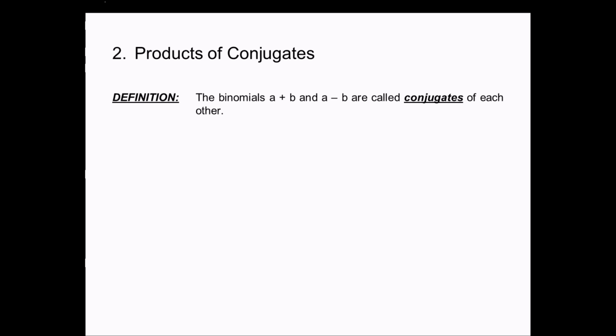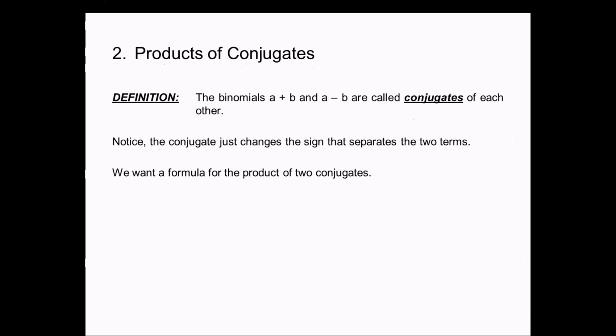Products of conjugates. Okay, definition. The binomials a plus b and a minus b are called conjugates of each other. So conjugates are the same two terms, but the sign of one of them changes. We always say it's the sign of the first one that changes, but it could be either one. Now, if both signs change, that's actually opposites. So conjugates just change the sign of one of them. So we're going to say that it changes the sign that separates them. We want a formula for the product of two conjugates.